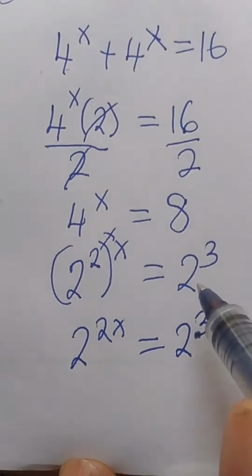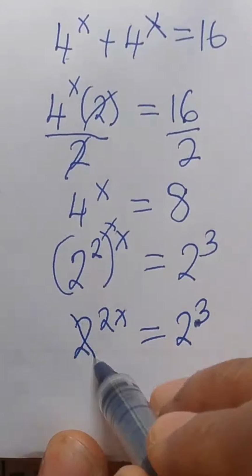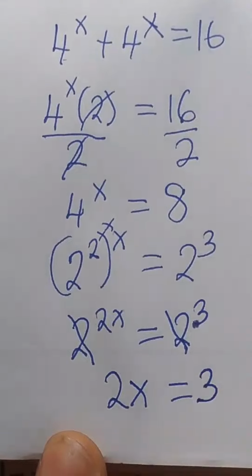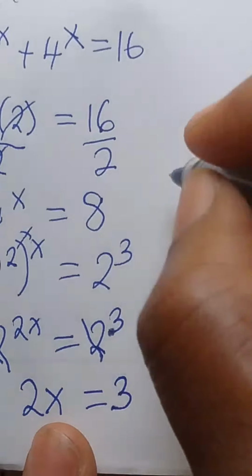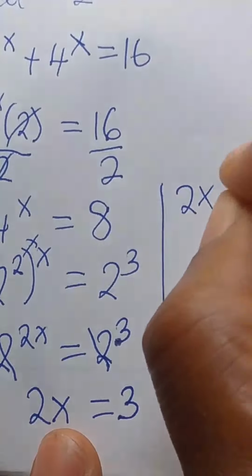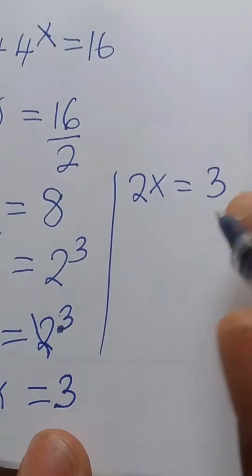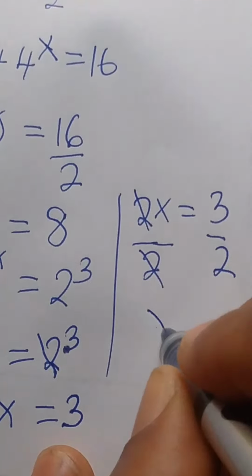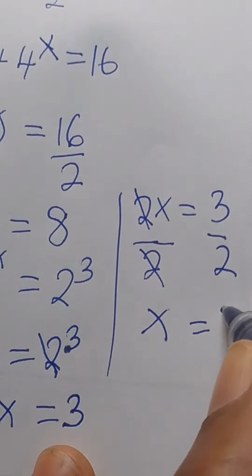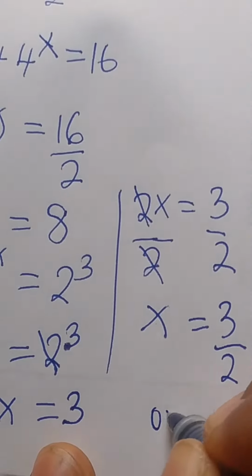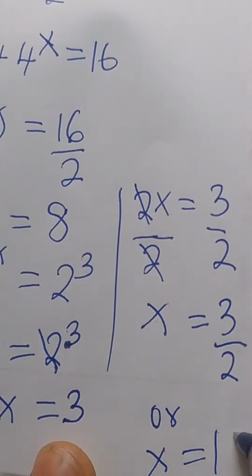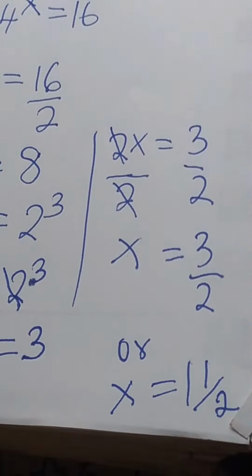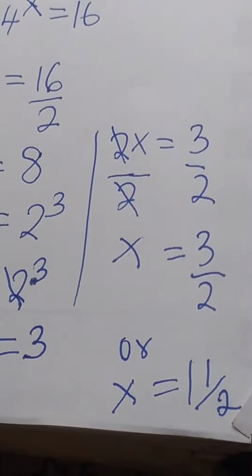All right? So from here, we can see that the bases are the same. We equate their powers. So we have 2x is equal to 3. Now, the next thing is divide both sides by 2. 2 will cancel 2. We have x equal to 3 over 2, or x is equal to 1 whole number 1 over 2. So the correct answer to this question is x equals 3 over 2, or x equal to one whole number 1 over 2.